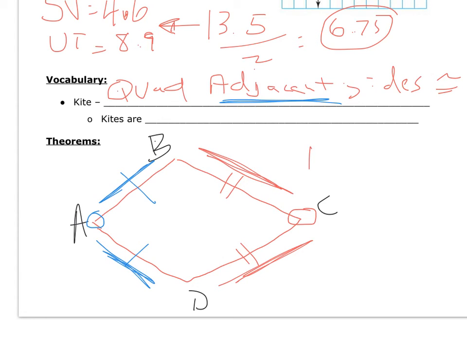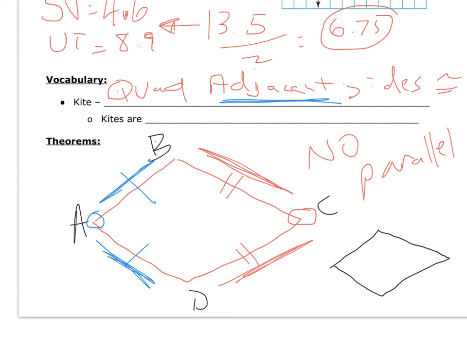There are no parallel sides in a kite. There are no sides parallel in a kite. You only have congruent sides. Now, there's one more thing about a kite. I'm going to draw a smaller kite here in black at the bottom. I'm going to give the tack marks, showing that the adjacent sides are congruent. And one more thing about a kite.